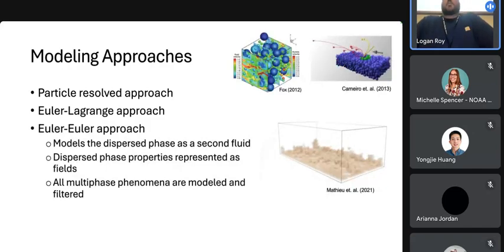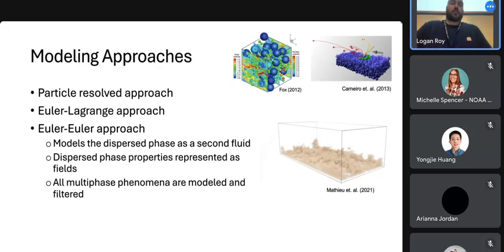So let's say you want to model something really big, or you want to do something really computationally efficient. This is where you get into this Euler-Euler approach. The way this one works is radically different from the physics of the situation and involves some pretty clever modeling techniques. Sometimes it's called the two-fluid approach because its whole special thing is it models the dispersed phase as if it were a second fluid.